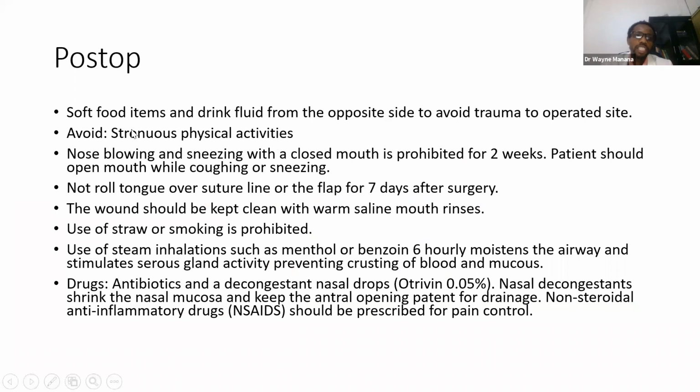And post-op for patients with oral antral communication, they are on soft diet, chewing with the other side, avoiding strenuous activities. Nose blowing should be avoided for 2 weeks. And the coughing, sneezing, all those things are not good. They should not put their finger or tongue there on the sutures. The wound should be kept clean with normal saline, avoid the use of straws, smoking. They can use steam inhalation. They can be on antibiotics, nasal decongestants, like Otrivin, so that they shrink the mucosa and keep the antral opening patent, and then NSAIDs, non-steroidal anti-inflammatories.